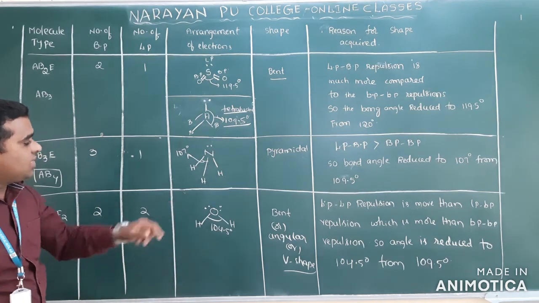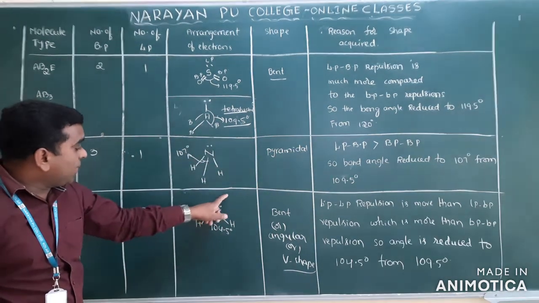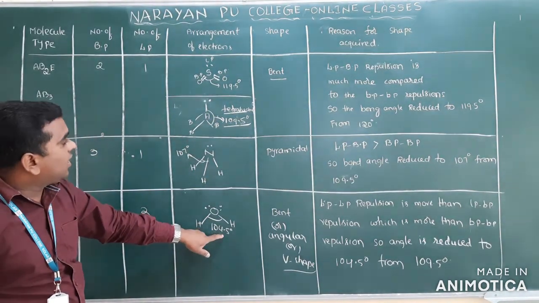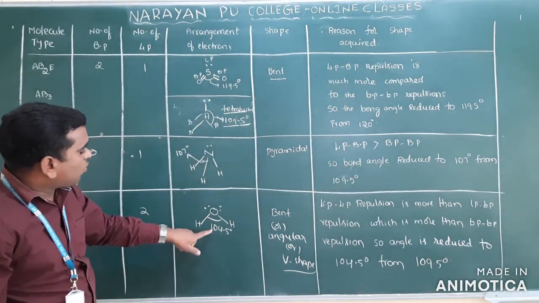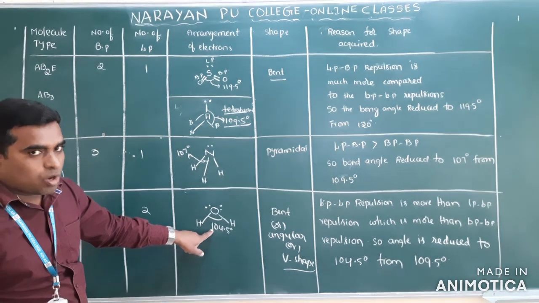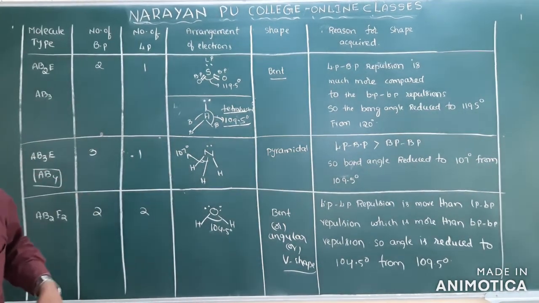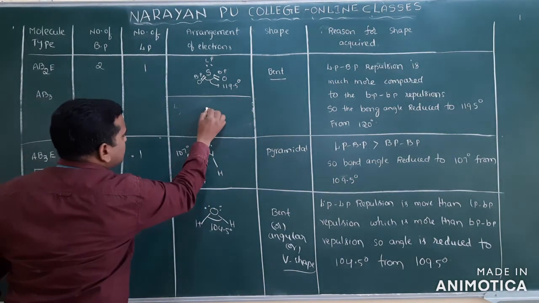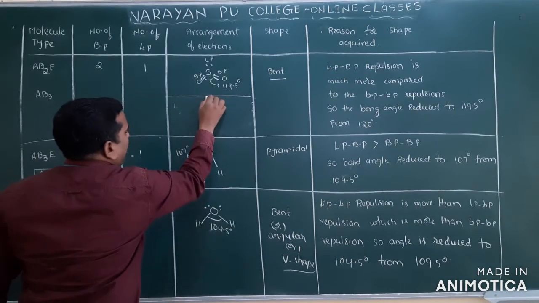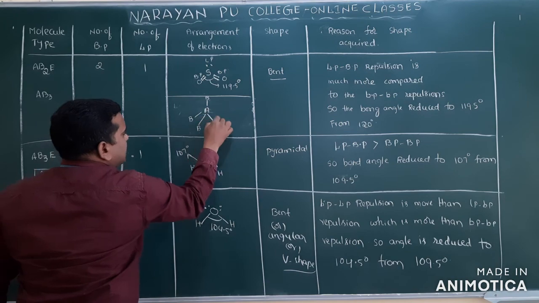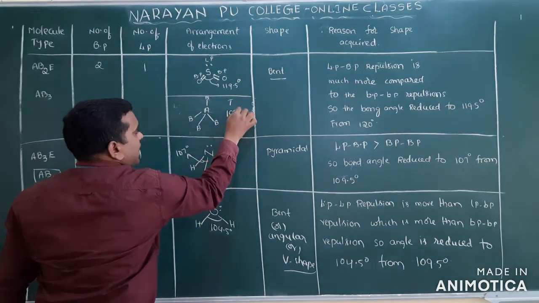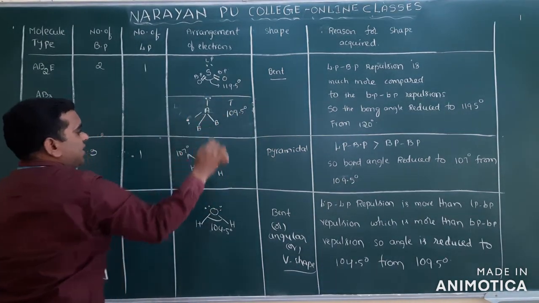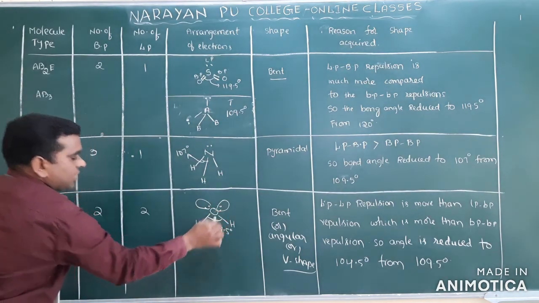Clear? But what happened here? If all are bond pairs, what should the angle be? It should have been the tetrahedral angle, 109.5. But what is the angle here? 104.5 degrees. Got my point? So what is the reason? Previously only 1 lone pair was there. Now how many lone pairs are there? 2 lone pairs. This is simple. If there is a central atom and all are bond pairs, then the shape is tetrahedral. What is the angle? 109.5 degrees. But instead of 2 bond pairs, how many lone pairs are there here? 2 lone pairs. That is all I have written here. This is 1 lone pair. This is 1 lone pair.